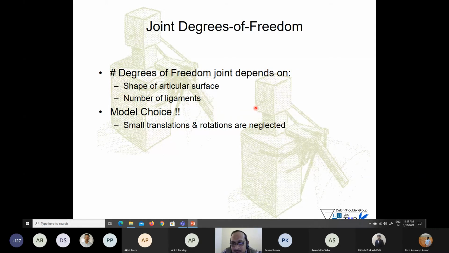So we have the joint degrees of freedom. There are several joints, as you all know, and it is the most complex joint in the human body. But the benefit of these joints is that you get a large range of motion. So the joint has a large degree of freedom. As you all know, the number of degrees of freedom of a joint depends on the shape of the articular surface and the number of ligaments attached to this joint. Okay. However, for say a mathematical model, we generally neglect small translation and rotations.